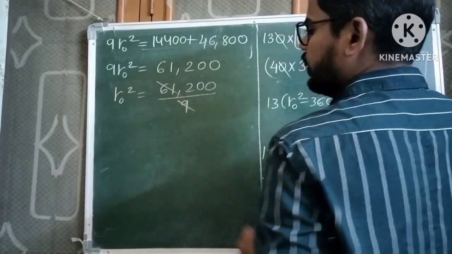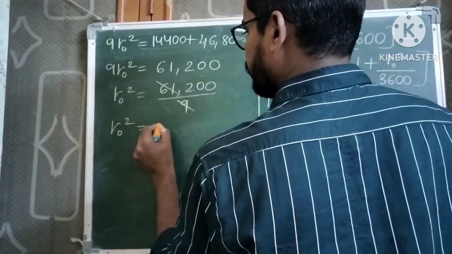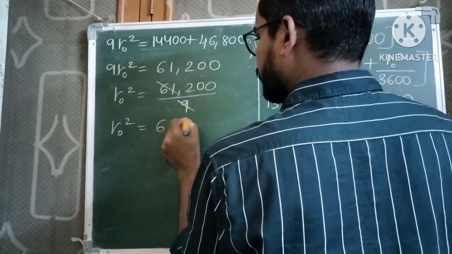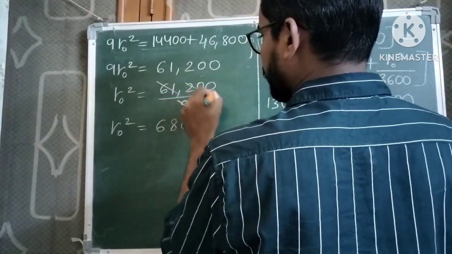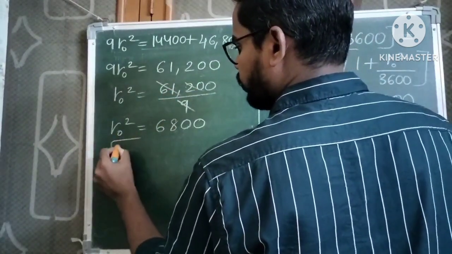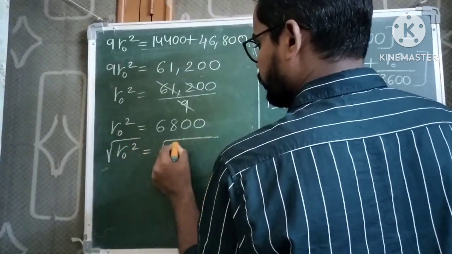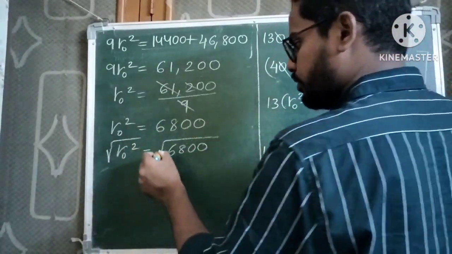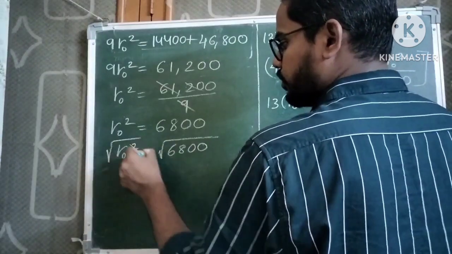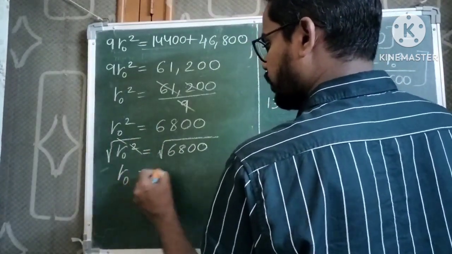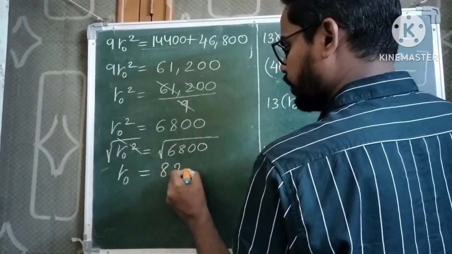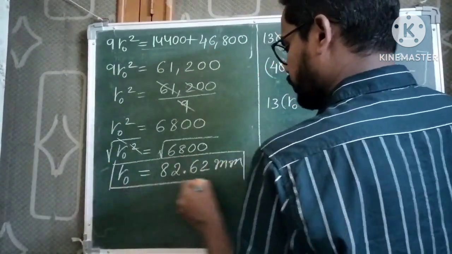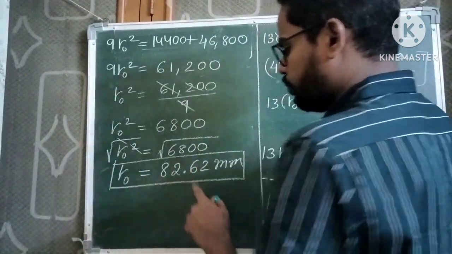R naught square is equal to 6,800. Apply square root on both sides. Remember, radius is a distance, so it is always positive. That is why we consider only the plus sign. R naught is equal to square root of 6800, which is 82.62 mm. So the outer radius is 82.62 mm.